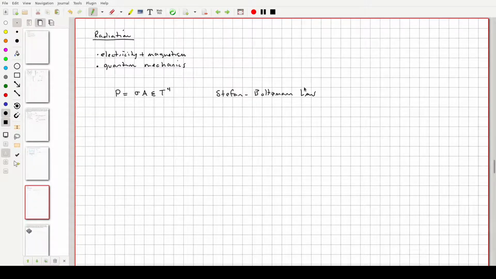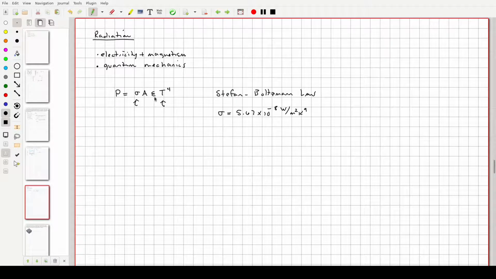Okay, now this constant right here is the Stefan-Boltzmann constant. It has a value of 5.67 times 10 to the minus 8th watts per meters squared Kelvin to the fourth. This is a weird one. Now in this one, you absolutely have to put in your temperature as Kelvin.